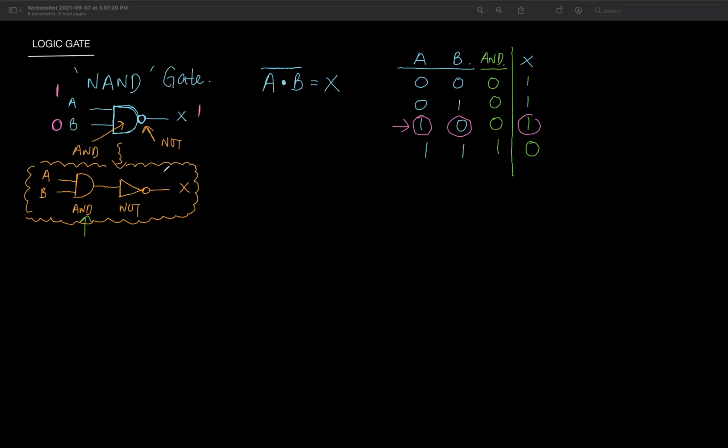Okay. Circuit, this one we don't need to know. We just need to know the basic one. The last one. Okay, last one. The NOR gate. If NAND is not AND, then NOR is not OR.